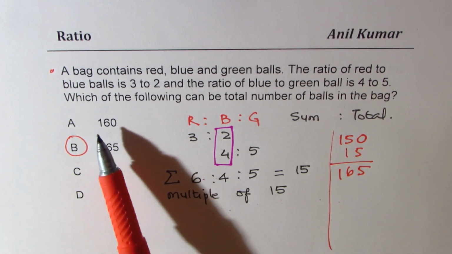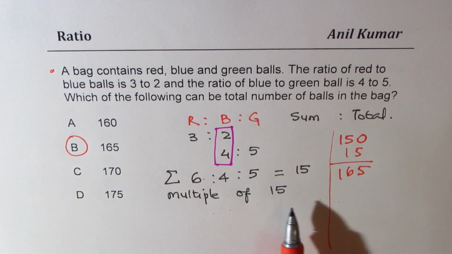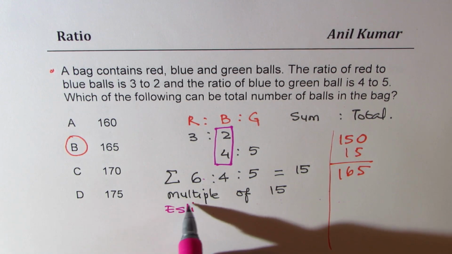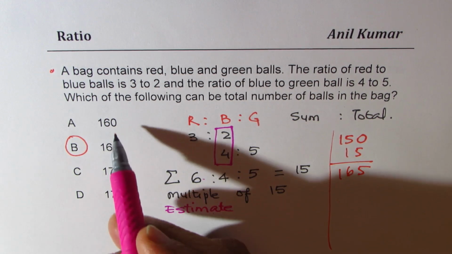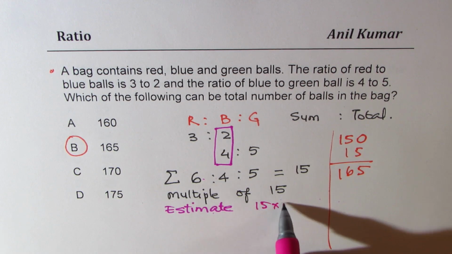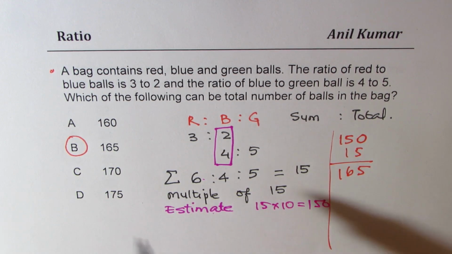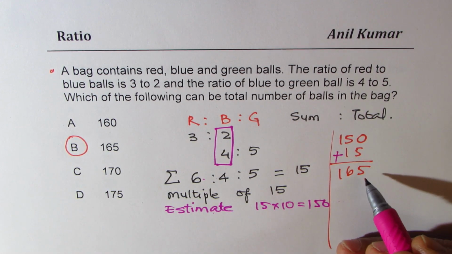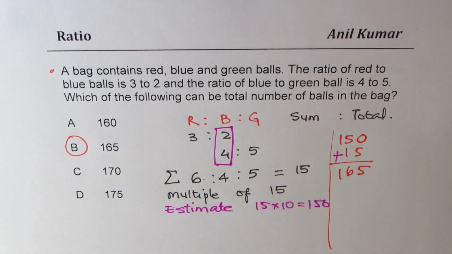So don't get into dividing these by 15, right? So estimate. What we did here is a simple estimate. Since we know these are in hundreds, we have got some number. So if I do 15 times 10, I get just 150. It is more than 150, so we tried adding 15 to get our number. We got 165, which matches. Did you see that? So it's a very important strategy which you can apply to solve ratio questions.